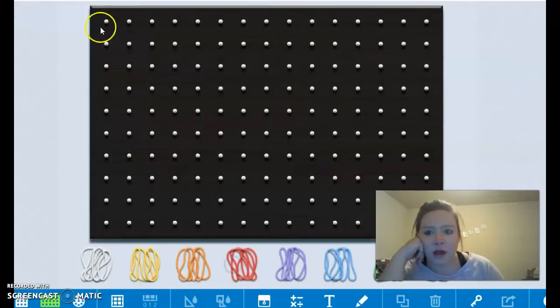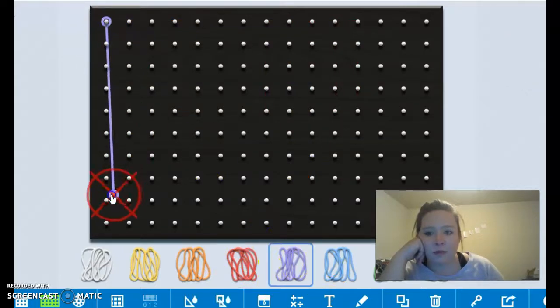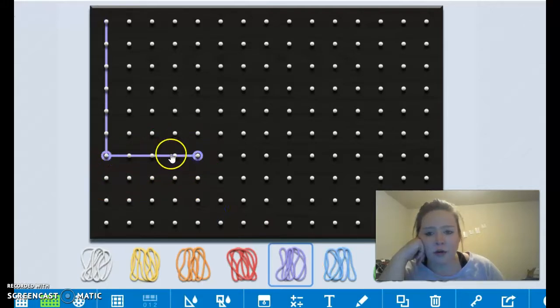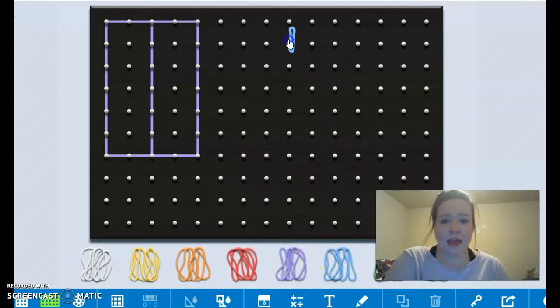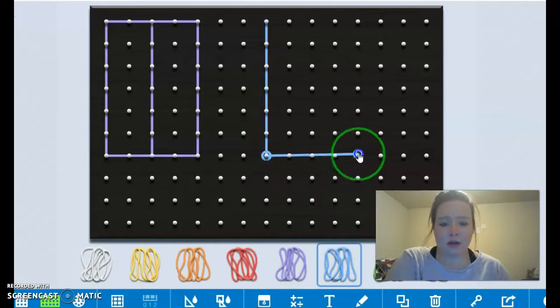So let me do another one. One, 2, 3, 4, 5, 6. I'll do 6 by 4. 1, 2, 3, 4. All right, and I am making a rectangle. Okay, and I'm going to break this one up into 2 pieces. I'm going to do halves, and then I'm going to do the same over here, and it's just going to look a little bit different.